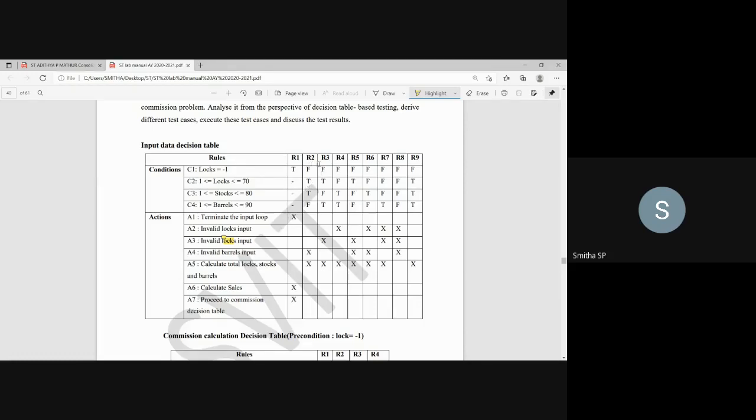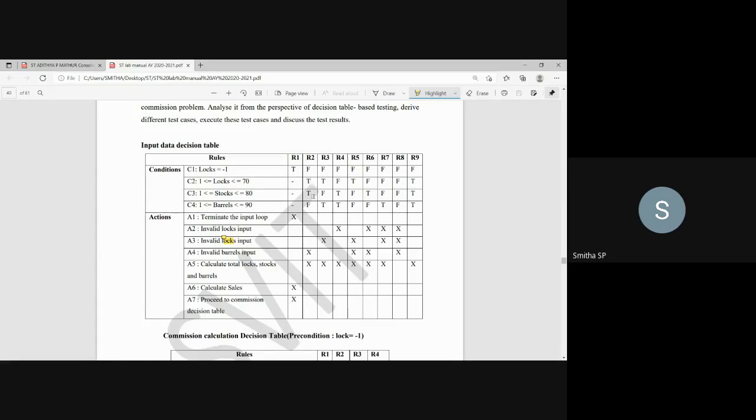Then moving on to the second rule, if the logs is equals to -1 condition is failed, you know that it means there is a value for the logs, stocks and barrels. Then you will enter the loop where it asks for the logs value. Once you enter the logs value, if it is within the production limit, it asks you to enter the stocks and barrels, isn't it? So you have to make an entry for the logs.